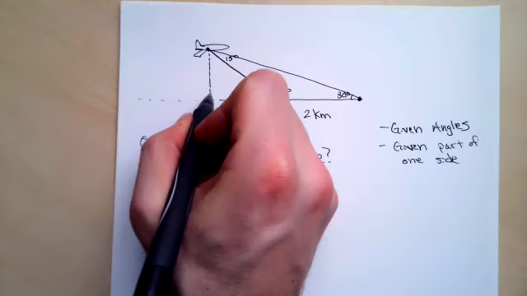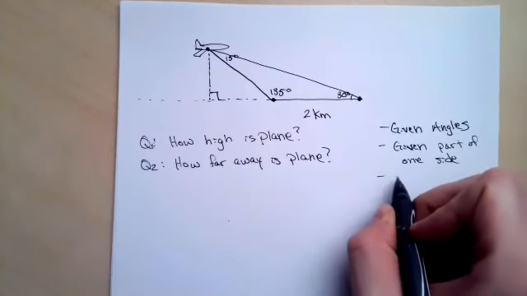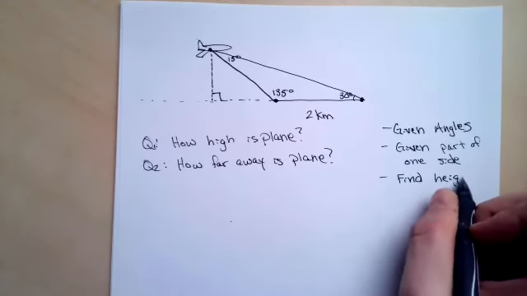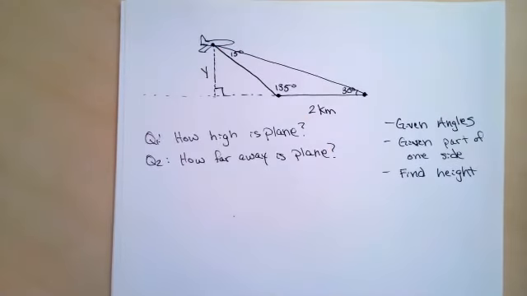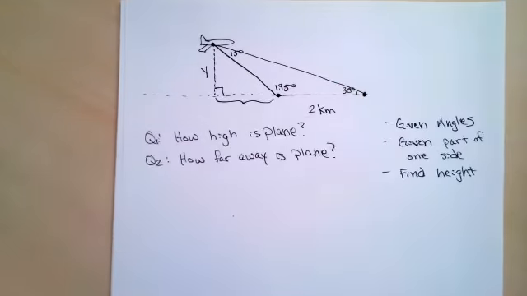I know I have a right angle between the vertical side and the ground. We're asked to find the height, the altitude of the plane. So let's give that a variable. Let's call that y. And now what else can we solve for? So I don't know this piece here yet. So how can I solve for y?